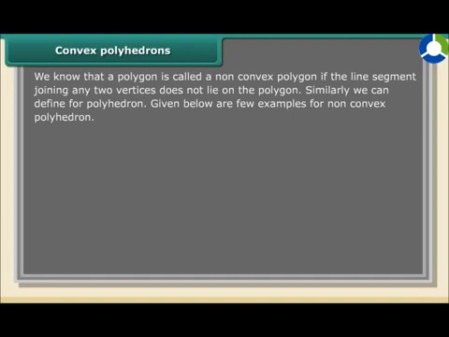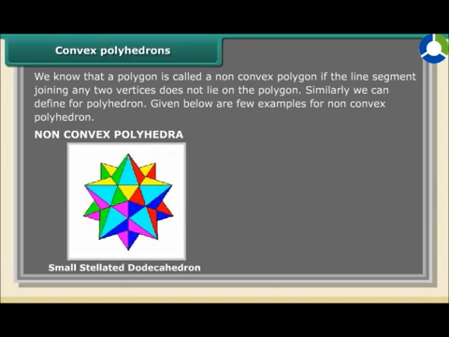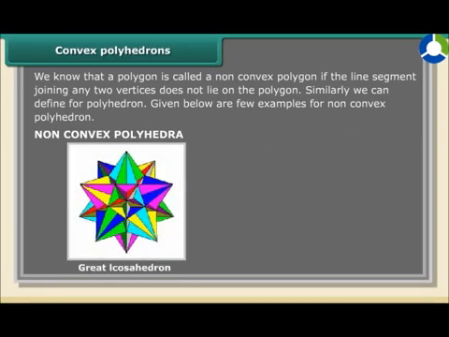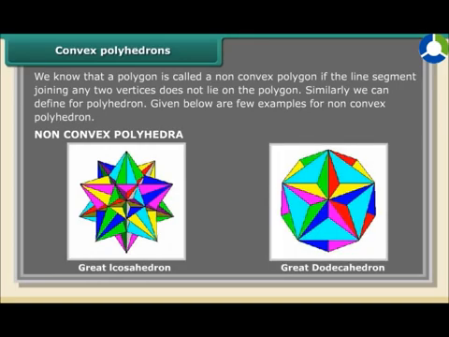Given below are a few examples of non-convex polyhedra. Non-convex polyhedra: small stellated dodecahedron, great stellated dodecahedron, great icosahedron, great dodecahedron.